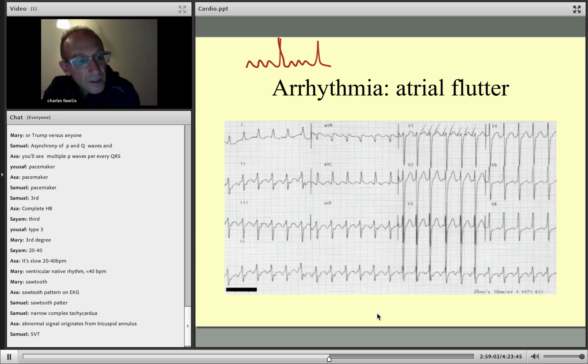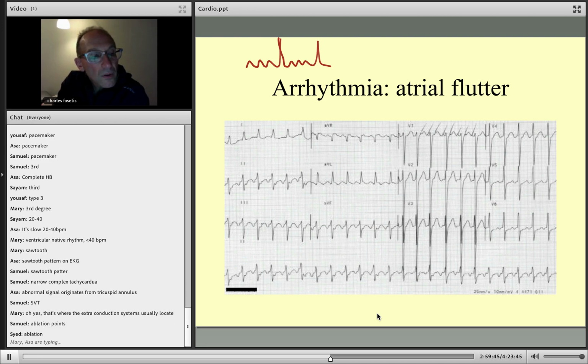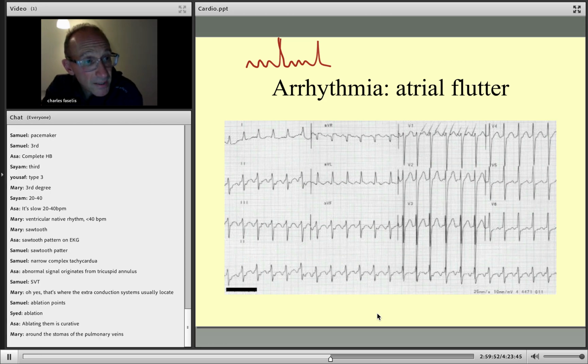Good. Tricuspid annulus, right? And do you guys know about this? What Asa's talking about? So these pacemakers are usually around the tricuspid annulus and the pulmonary veins. Well, this was a great article about 6-7 years ago where it looked for these pacemakers around the tricuspid annulus and the pulmonary veins. So why is that important? Who cares? Ablation point. So your friend, the electrophysiologist, goes in and ablates them, and it's curative.